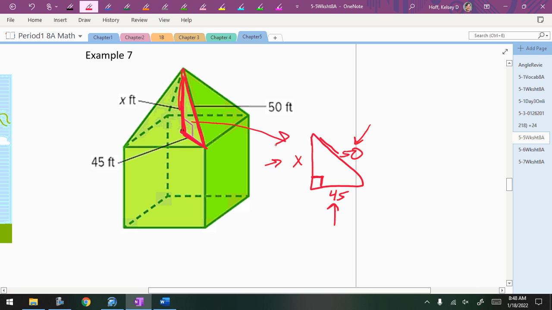What is the first thing I should do now? Identify A, B, and C. Easiest one to start with is C. From the 90 degrees straight across. Circle it. What's C? 50. I'm going to put a C right next to it. What's A? 45. Okay. What's B? Would be your X, yes?